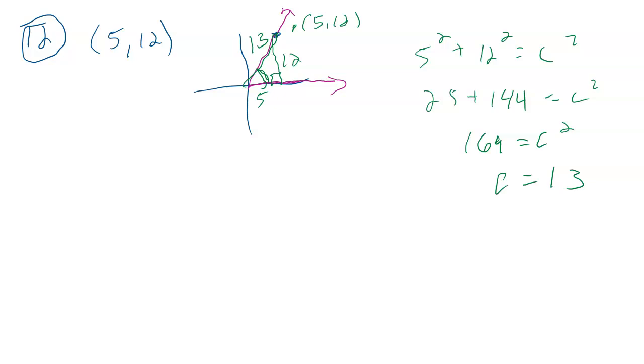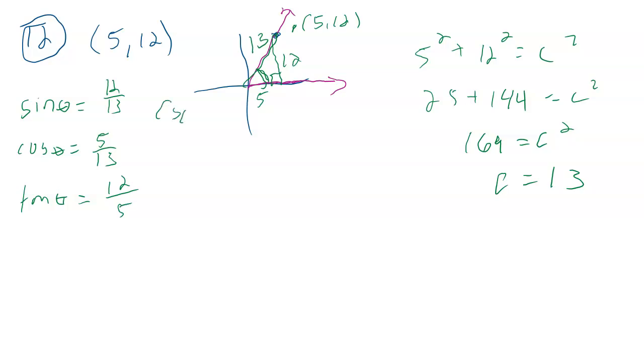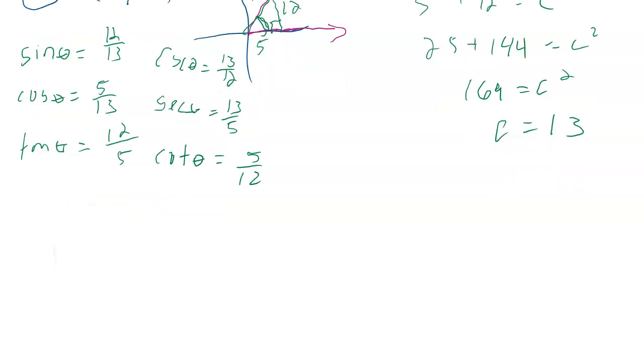And then once I have my right triangle, and this is my angle theta, I can find all the trigonometric values. Sine theta is opposite over hypotenuse. Cosine theta is adjacent over hypotenuse. Tangent theta is opposite over adjacent. Cosecant theta is the reciprocal of sine. Secant theta is the reciprocal of cosine. And cotangent is the reciprocal of tangent. And there we go. On to the next problem.